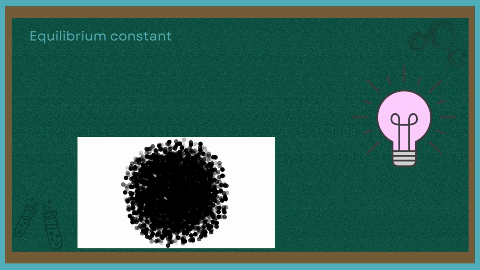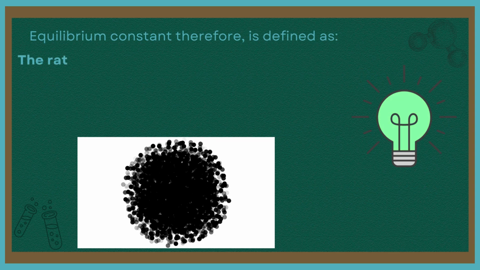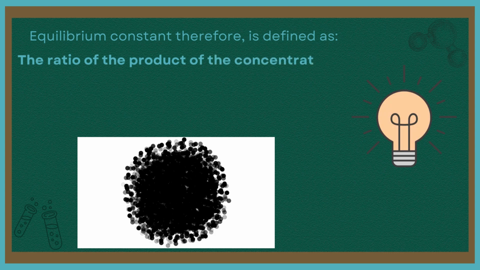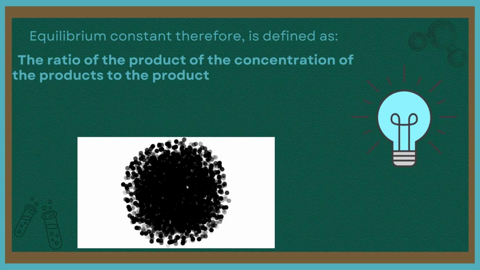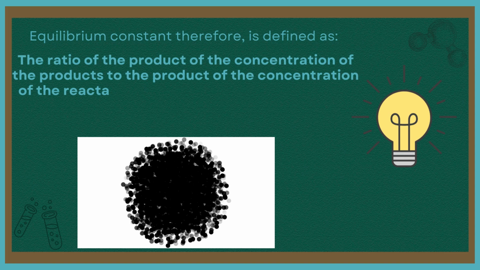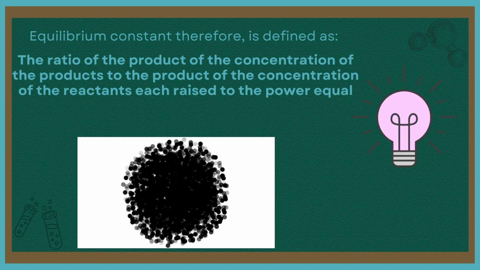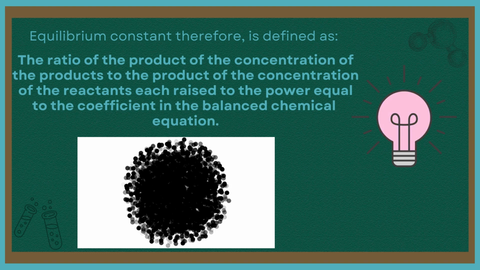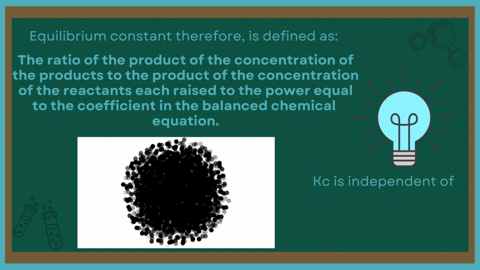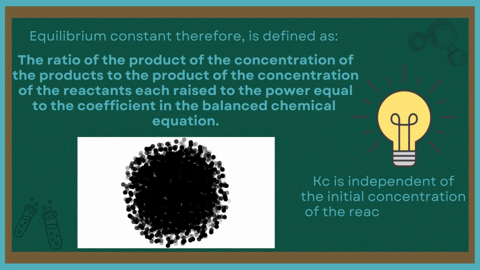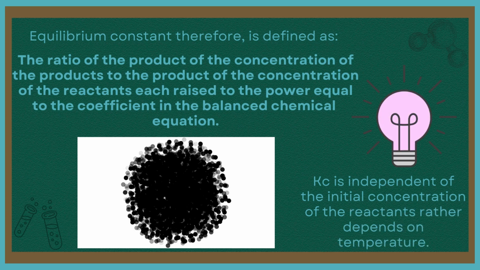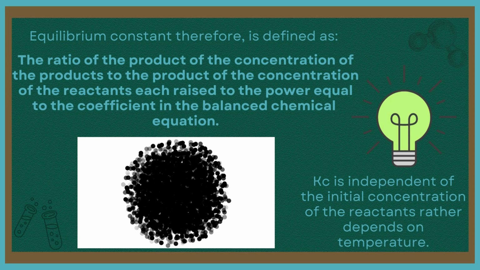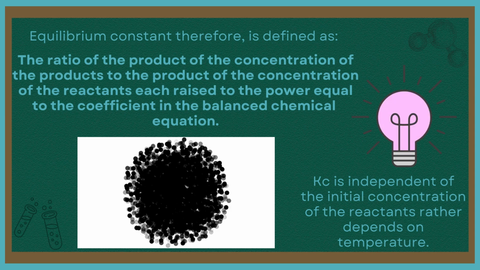The equilibrium constant, therefore, is defined as the ratio of the product of the concentrations of the products to the product of the concentrations of the reactants, each raised to a power equal to the coefficient in the balanced chemical equation. The equilibrium constant is independent of the initial concentration of the reactants and is rather dependent on the temperature which maintains the equilibrium state.